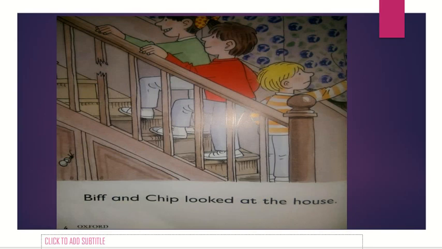How many characters are here? Can you tell names? Yes, Kipper, Chip, and Biff is here. Very good. Read this sentence. Biff and Chip looked at the house. Repeat the sentence. Biff and Chip looked at the house. Very good. Now underline these words. Biff, underline Chip, and underline looked. Very good.